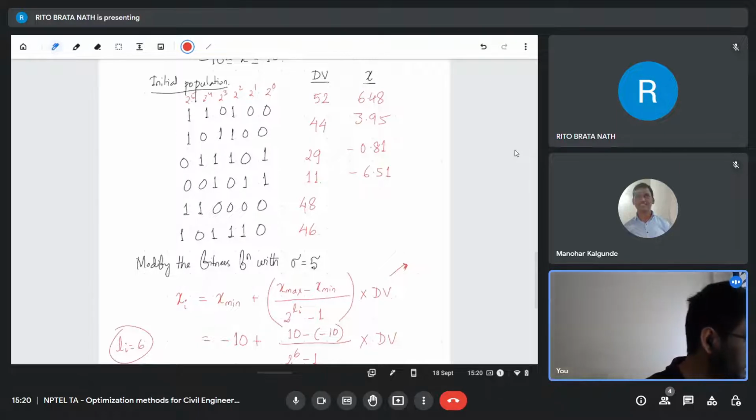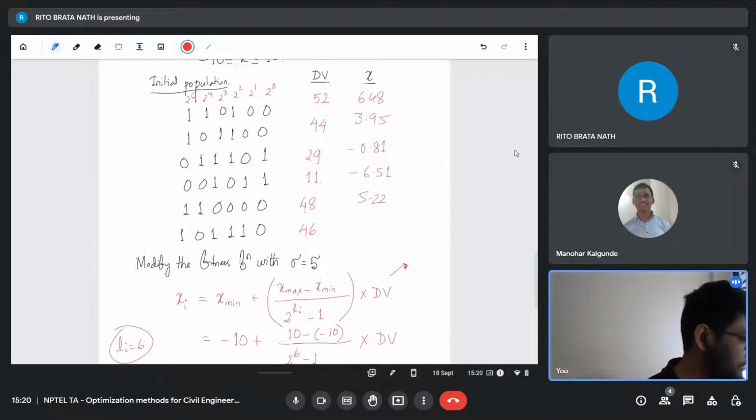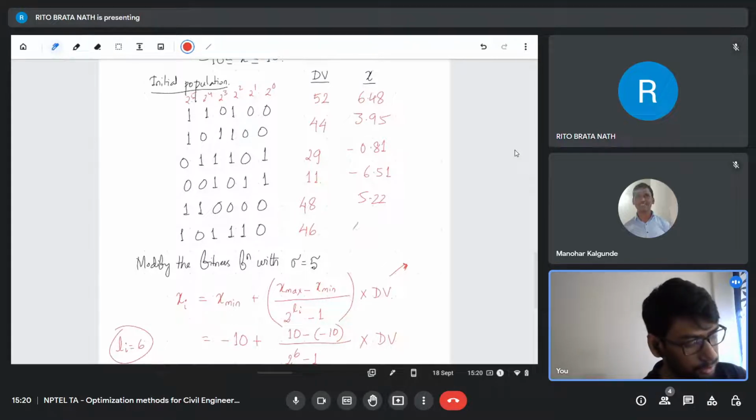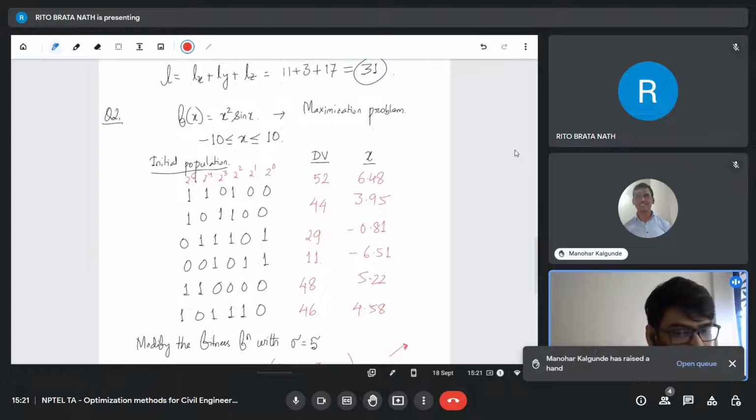Then you have 48 and 46. So 48 will give you 5.22. And finally, your 46 will give you 4.58. So this is your converted x values. Now, what you have to do, you have to plug it into the function, which is your x squared sine x. So now you can notice that all x values are lying within the upper and lower bound, so not an issue. So let's write the fx values right now.